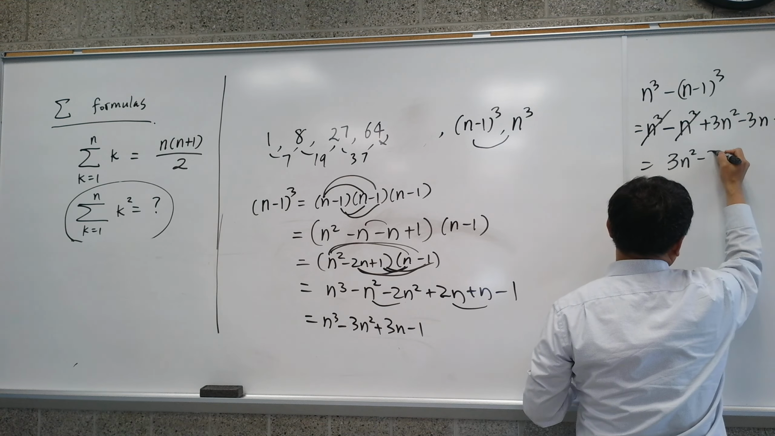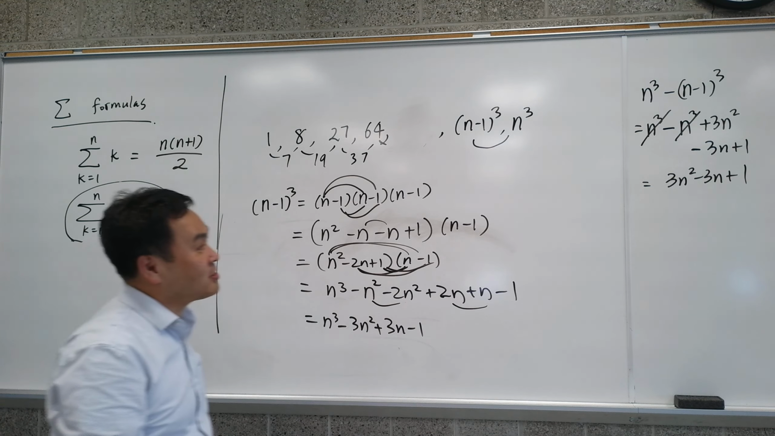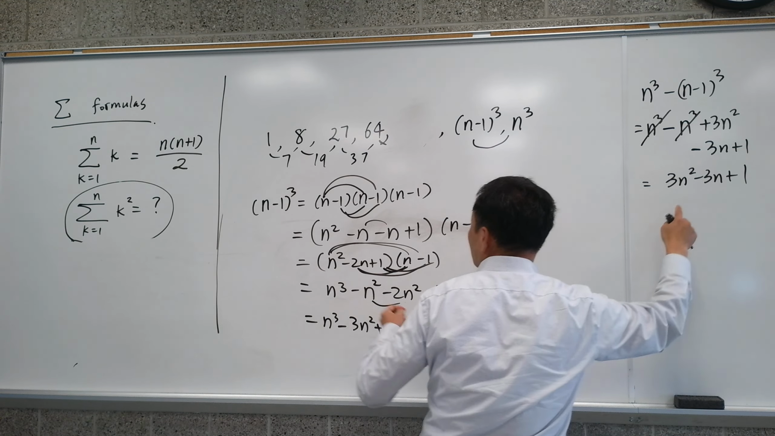All right, did you follow? Is that okay? Good. Let me write it again. It's minus 3n plus 1, and then that's going to equal 3n squared minus 3n plus 1. Okay, is that fine? Okay. Now let's check that this is indeed what's being added.